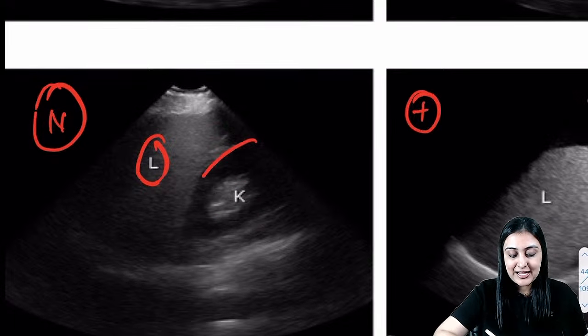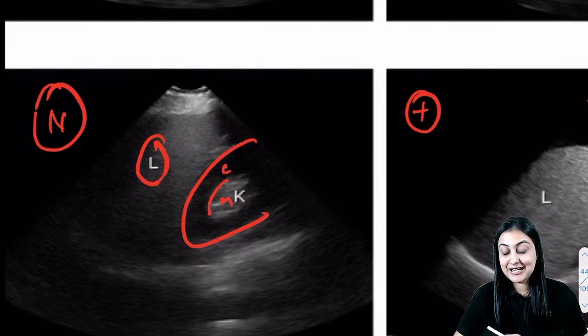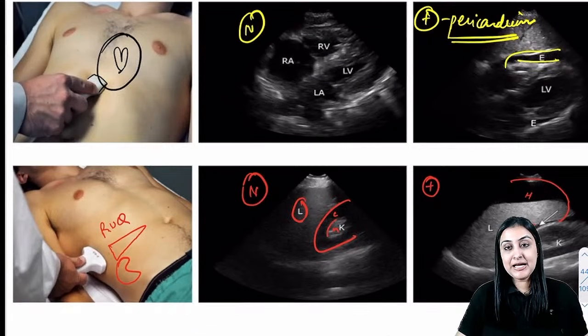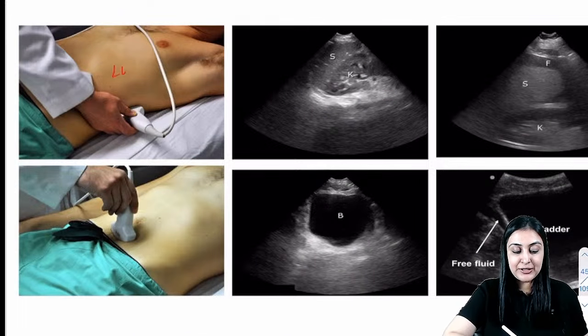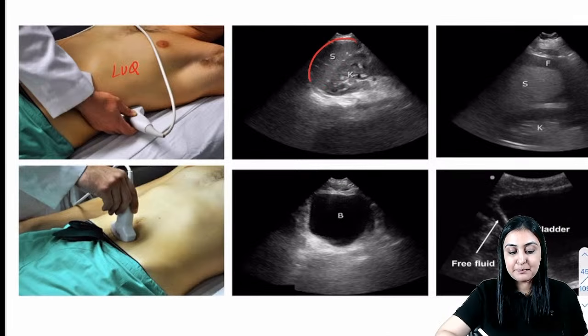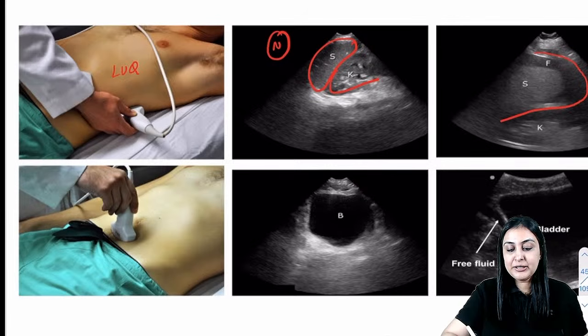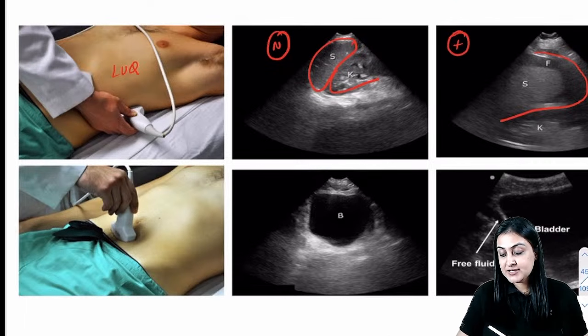Do not get confused by this black color. This is the cortex of the kidney, right? So this is medulla of kidney. This is cortex of kidney. So don't get confused by this. Okay. So this is FAST positive. Third, I look at left upper quadrant between the spleen and kidney. So when I see no fluid between spleen and kidney, normal. When I see black fluid between spleen and kidney, FAST positive.